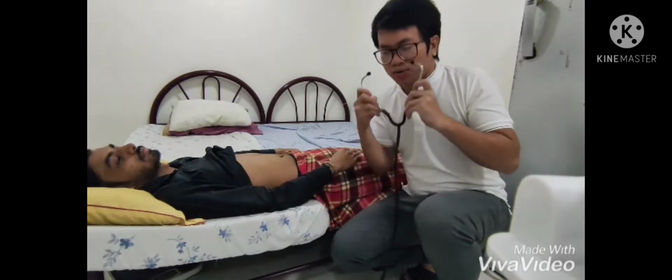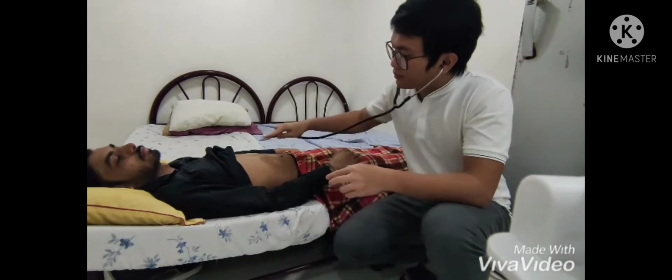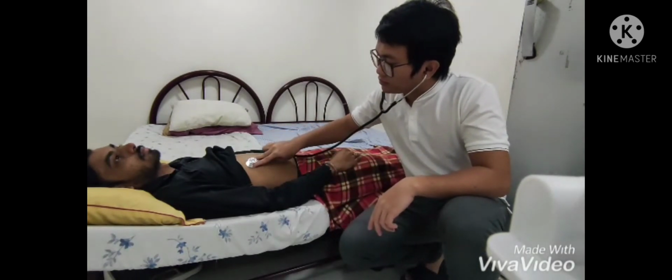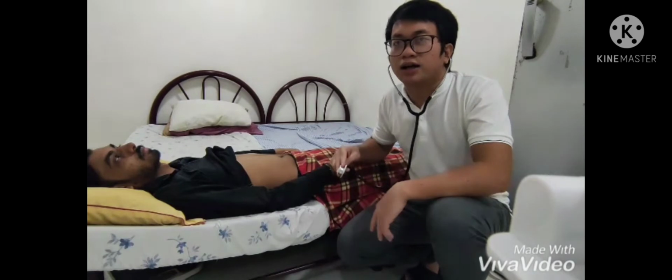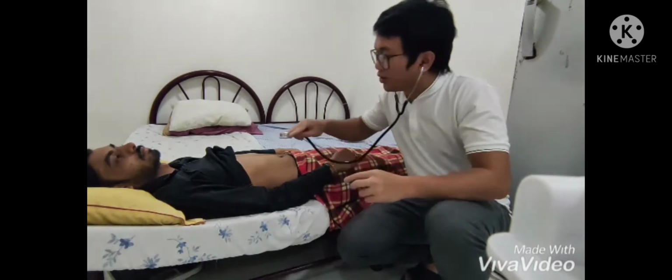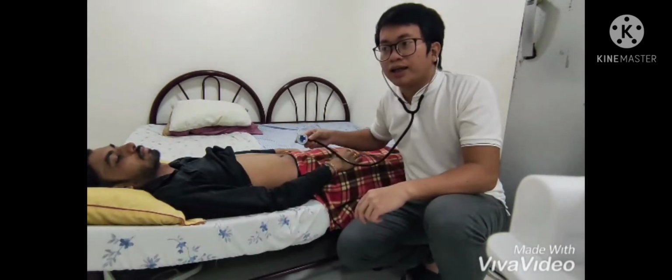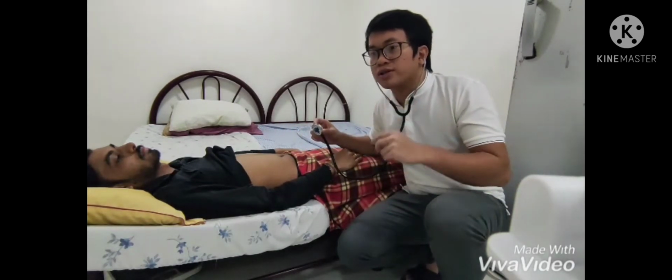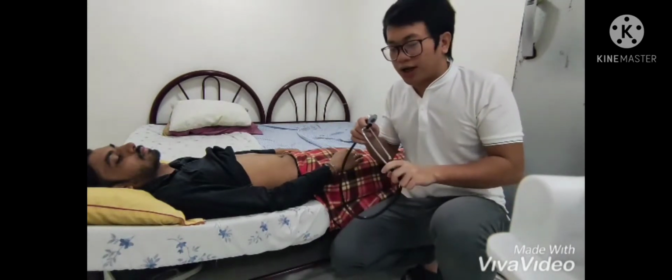In auscultation, you can also hear bruits, especially when the patient is hypertensive. It's like a vascular sound, like a heart murmur sound in the aorta. And you can also auscultate the femoral artery and the iliac arteries to hear those bruits. And then after the auscultation, we have the percussion.